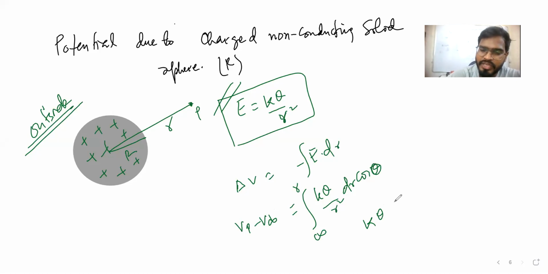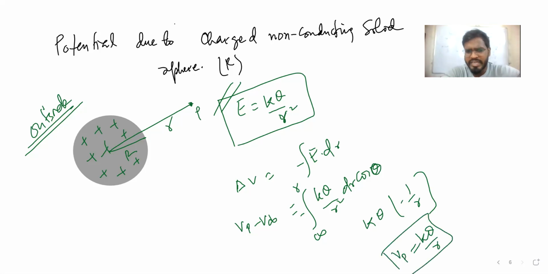Now Kq times the integration of dr by r square, with the minus sign, gives minus of 1 by r. So the potential at point P is going to be Kq by r. Outside, the potential is Kq by r. Very good. Now we are going to see inside. On the surface, we know the potential is Kq by r, as we'll see later.